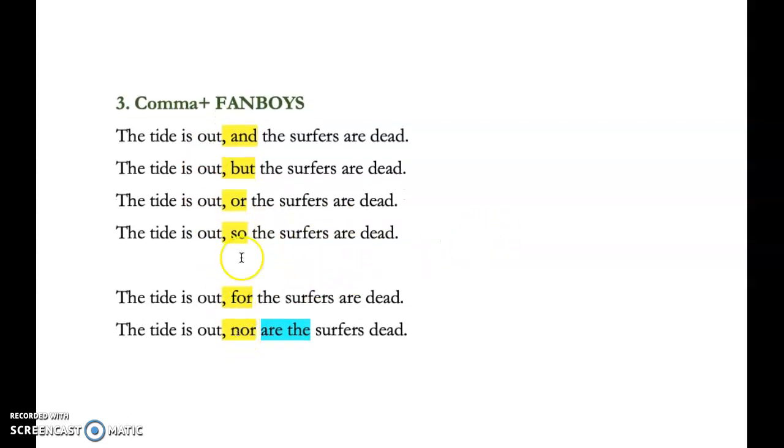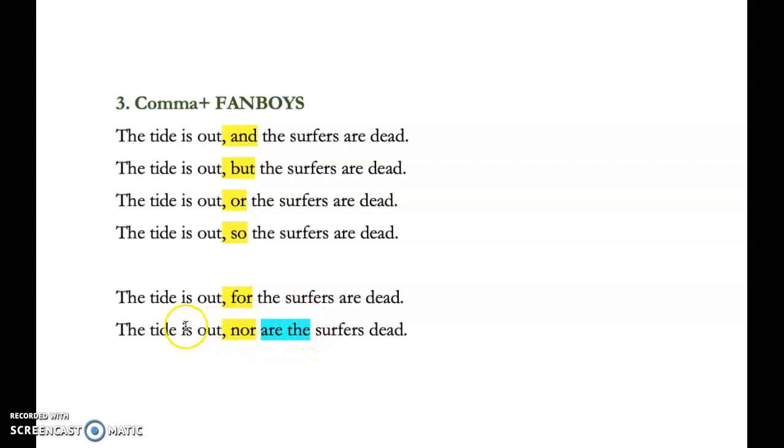For and nor, the F and the N, are not as frequently used, but I do want to show you what it looks like. The tide is out, for the surfers are dead. That means that because the surfers have died, the tide is out. And you can hear that that sounds a little bit fancy and maybe a little bit old-fashioned. And then the other one is the tide is out, nor are the surfers dead. Now do notice that when you use nor, you do a change.